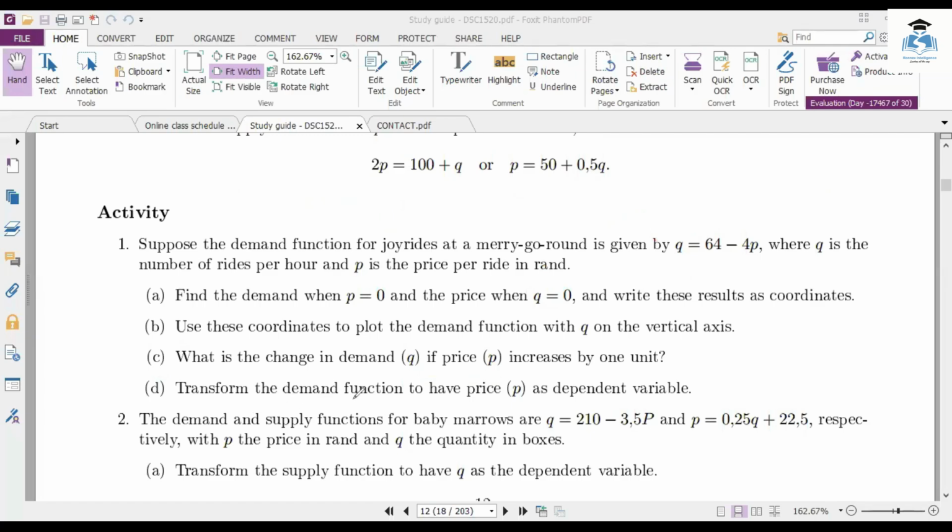So the change in demand will be -4. That is the answer, because we are talking of the gradient. Remember, the moment they say a change in demand, what they are actually asking for is the gradient.